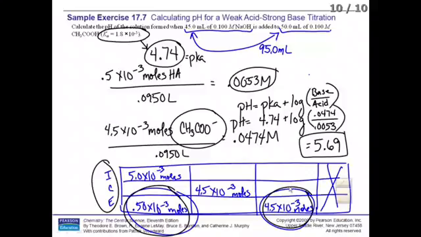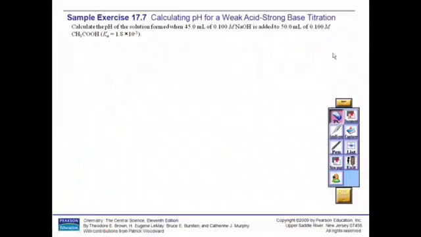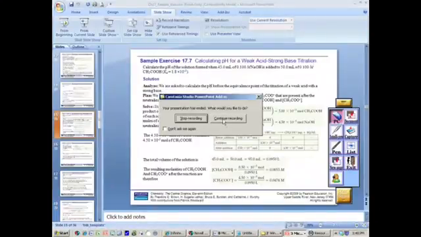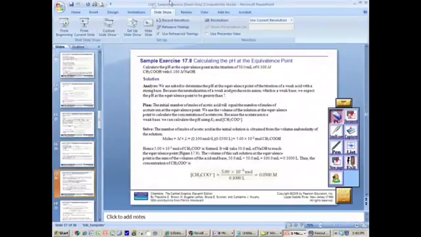Let's see, the other sample exercise is 17.8, calculating the pH at the equivalence point. I'll do that real quick for you. Oop, you don't need to see everyone's grade. Sorry about that. Okay. Continue. Let's see, 17.8. Here we go.